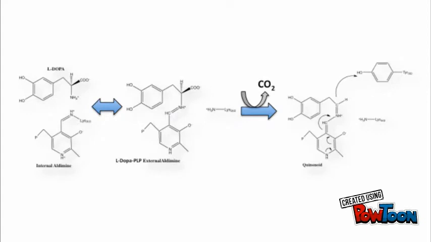A quinoid intermediate forms. The orientation of the intermediate determines the succeeding reaction, for example, whether it's going to be a decarboxylation or a transamination, etc. So during the formation of the quinoid intermediate, notice that carbon dioxide is released.